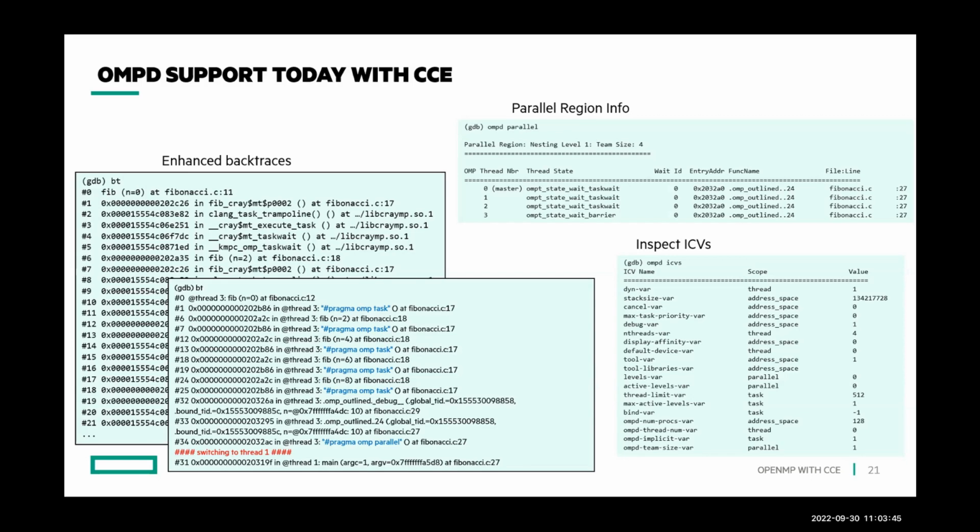You also get information about parallel regions. This is just showing one level of parallel regions, but if you have multiple nested levels of parallel regions, you can see that through OMPD. And then also the ability to inspect ICVs. So not just user variables, but if you want to look at OpenMP-specific variables in the runtime, there's the ability to do that through OMPD. Of course, all of this depends on a debugger that also supports OMPD.